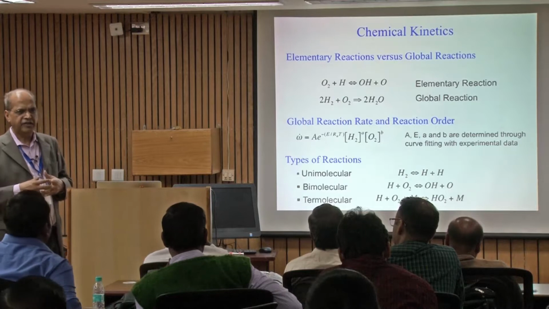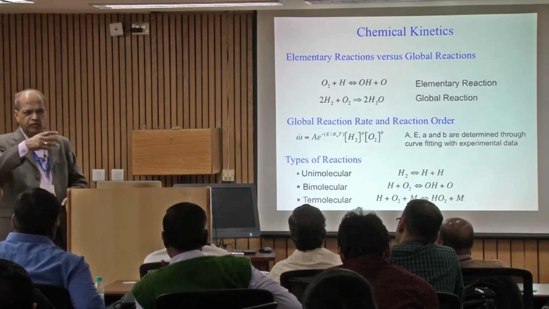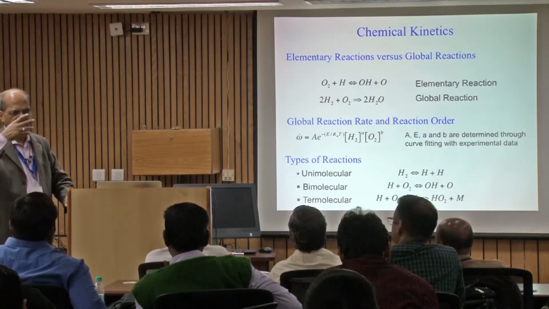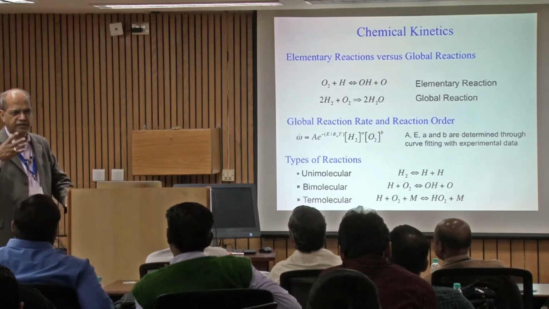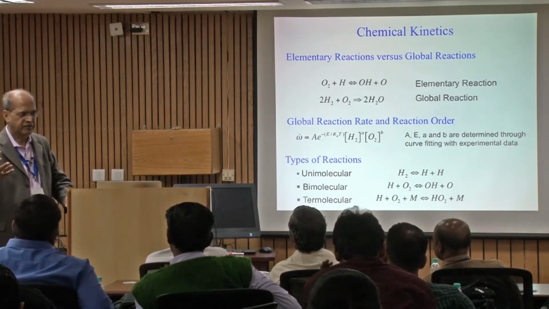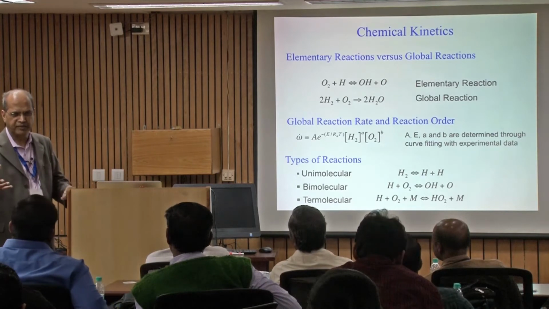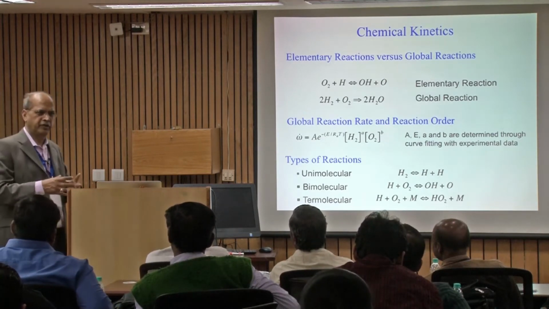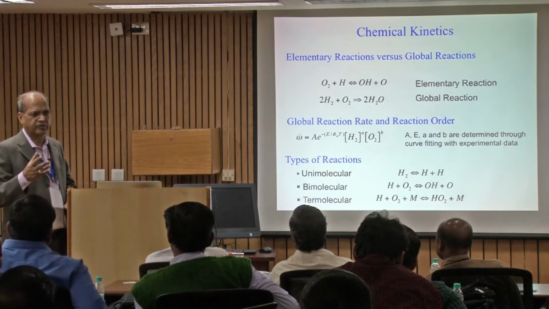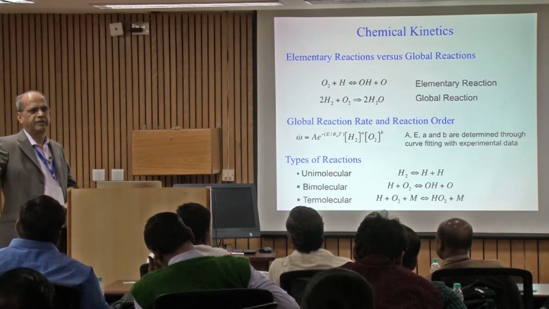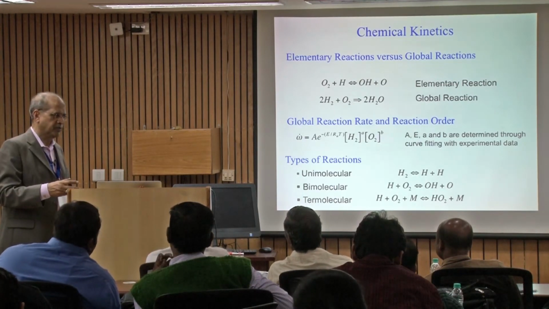On the other hand, if the pressure is very high, then three-body reactions become more important. It's like if a room is not very crowded and you are blindfolded, when you move, if there are not many people, the probability of collision is very low. But if the room is totally crowded, then three people will be colliding at the same time compared to two. So the probability of termolecular three-body reactions becomes higher as the pressure goes up. Third-body reactions become important at high pressures. At very low pressure, the unimolecular reactions are more important compared to bimolecular.